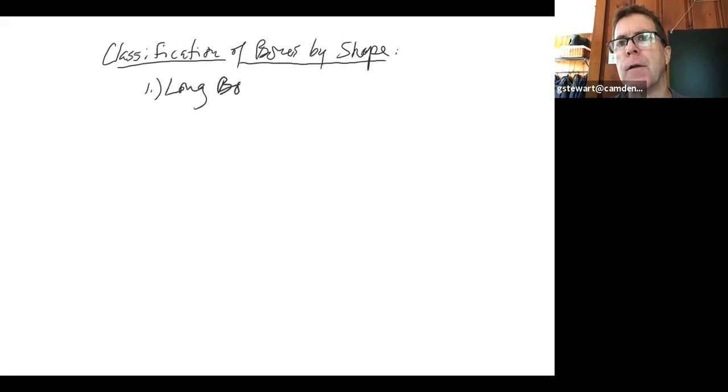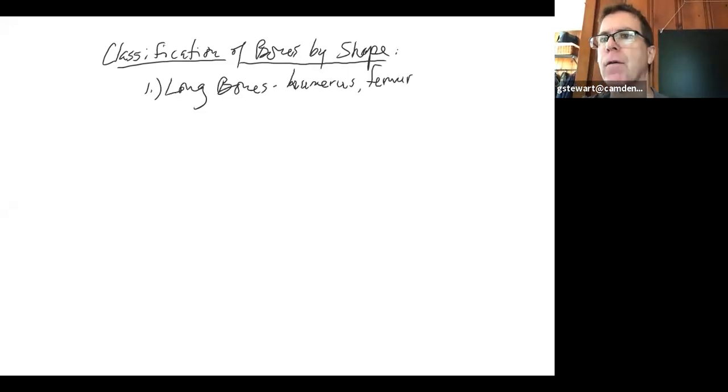Long bones. The reason this is so easy is just based on what they look like. Bones that are long, you can just look at them, and if they're longer than they are wide, then it's considered a long bone. Classic examples would be the humerus. It's hard for me to write on this glass board. That's an H. The humerus, the femur, arms and leg bones in general.